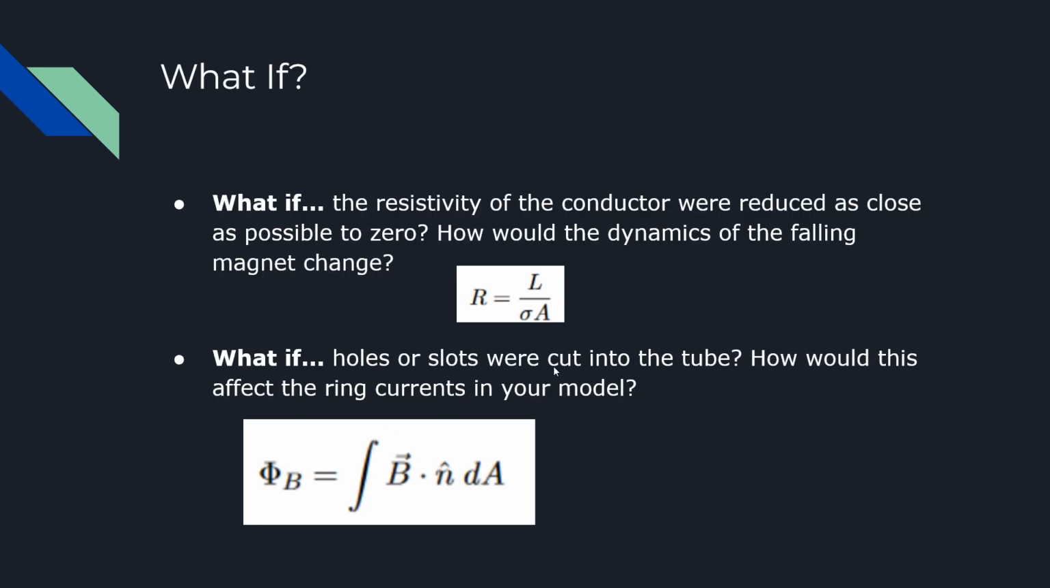So, what-if questions. If the resistivity was reduced as close as possible to 0, this R would increase super high, so the current would decrease super low, so there would be basically no force on the magnet, so it would just fall like normal. And then what if holes or slots were cut into the tube? How would this affect the ring currents? Faraday's law doesn't actually need a physical loop. It can be a drawn loop, so it wouldn't actually affect the ring currents other than from this resistance formula here, where the L would decrease.